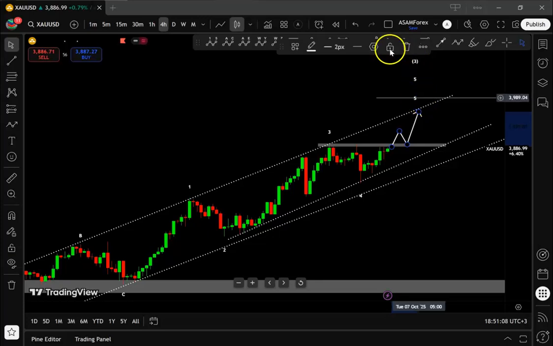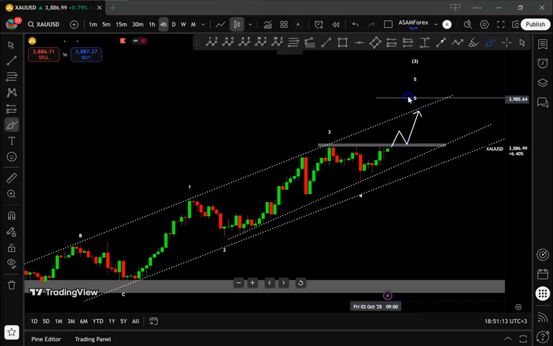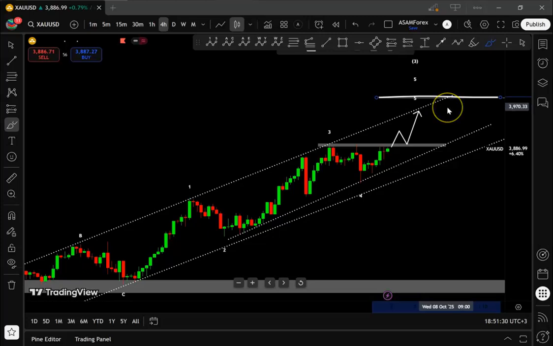Now this level here, we have this level here which was marked from the level of equality. So we have this level here around 3,989. So you can just take profits around here, but the 4,000 level is possible in the coming weeks. It may not be just next week, so it may take maybe 2 or 3 weeks. So that's the overall projection, and that's how you're going to trade.